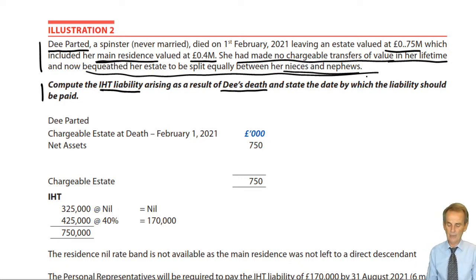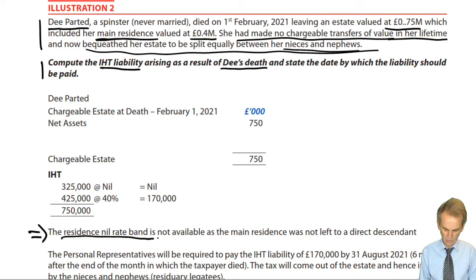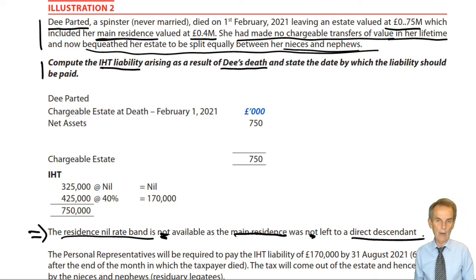And here, of course, we now see the problem as regards the residence nil rate band. It's not available, of course, because we are not leaving the main residence to a direct descendant. And there we've got that note to that effect. The residence nil rate band is not available as the main residence was not left to a direct descendant. So the only nil rate band we've got is the normal nil rate band of £325,000.